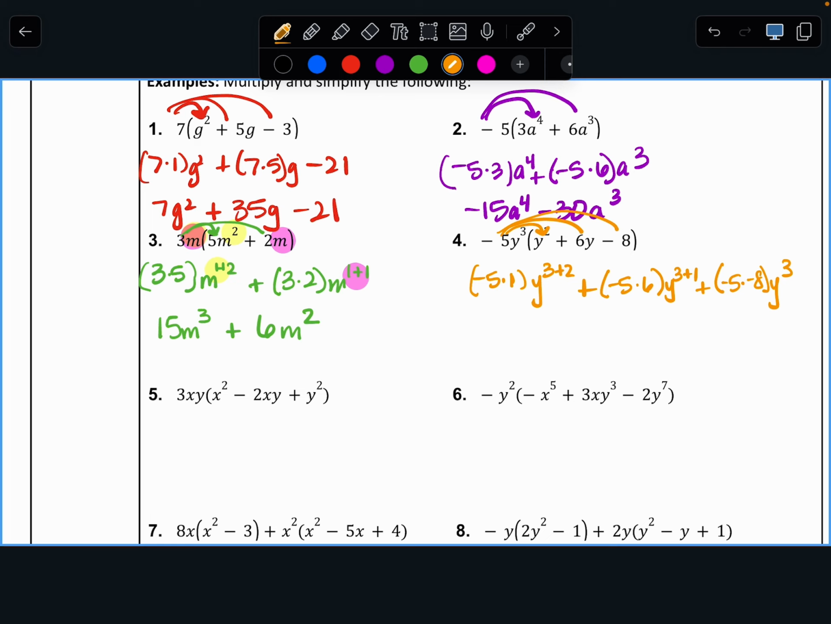So then we're going to go through and combine like terms, or multiply through. So that's negative 5y^5 minus 30y^4 plus 40y^3.